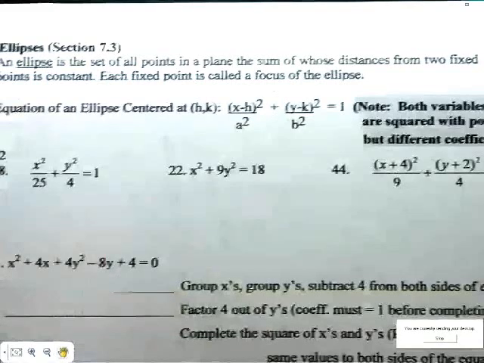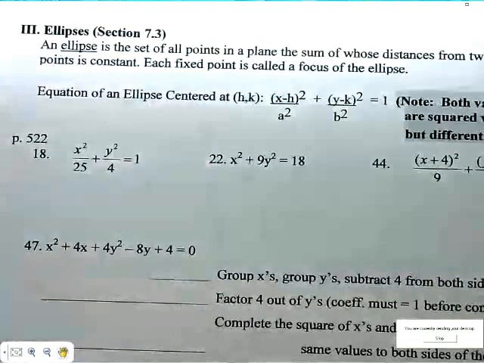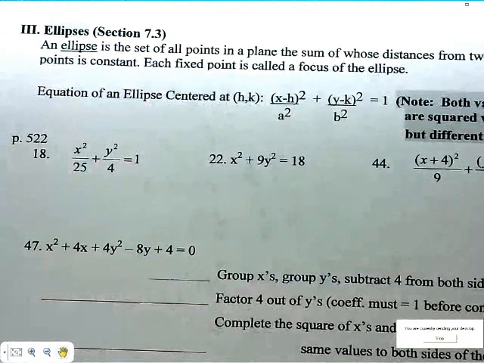To graph the ellipse, you need to know 3 things. The center, just like a circle, and then instead of radius, which is that distance you go in every direction, for an ellipse, you're going to have a direction that you go to the left and right, and then a different direction that you go up and down.